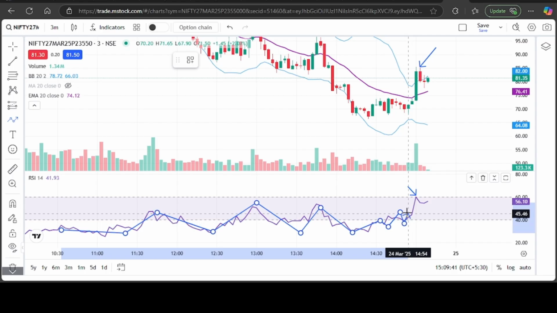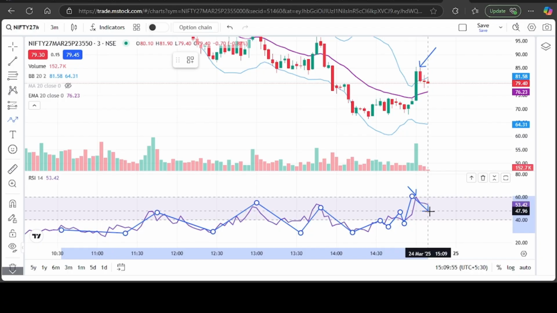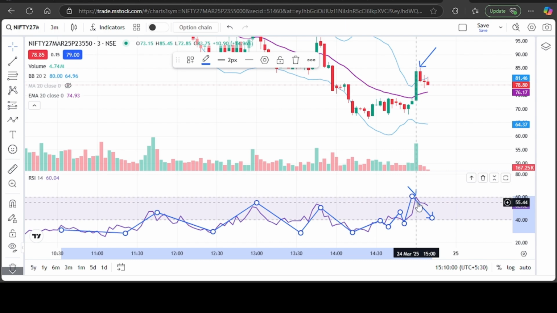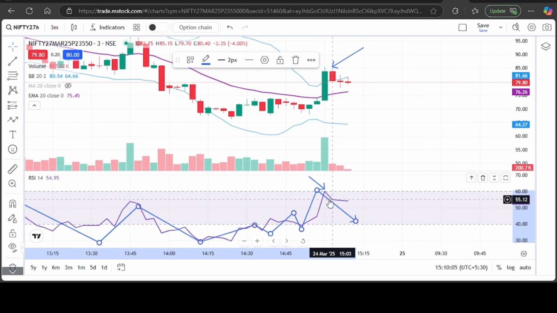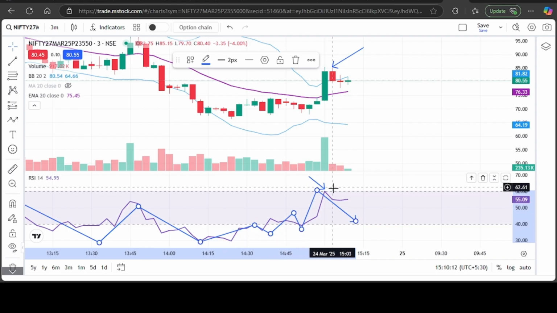So it was a good buy at this area, because it took support. Not a very confident buy, but a good buy. I would say 70% confident. Now it went here, and see how good the resistance is. It is expected that because of the resistance, the price will come down, along with the movement of the RSI line and the kind of perfect resistance it has taken on the upper limit 60.